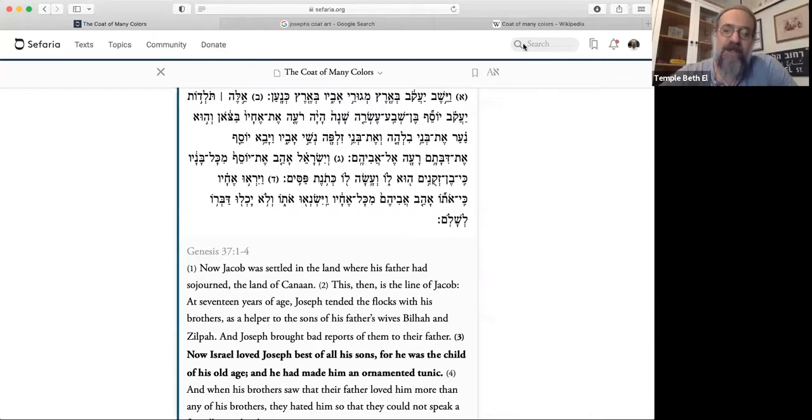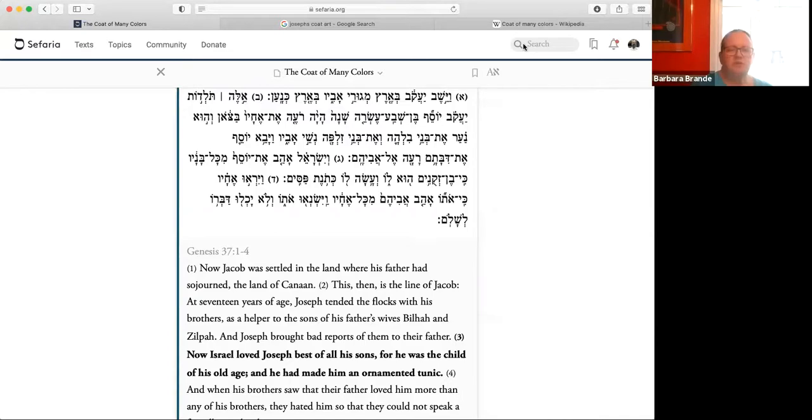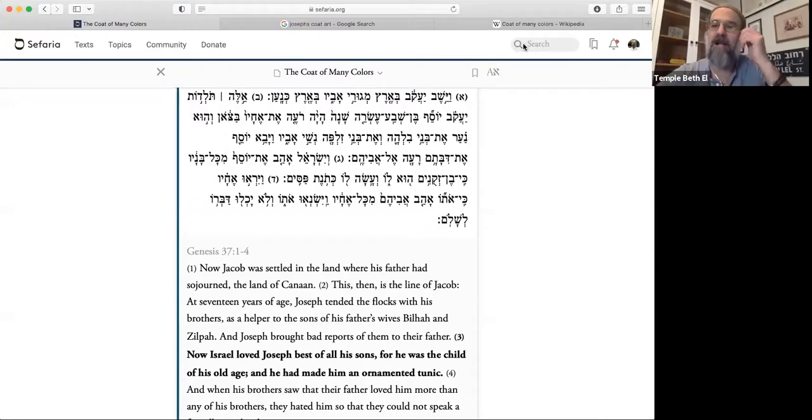And yet, the very next sentence says, keep going. Now Israel loved Joseph best of all his sons, for he was the child of his old age, and he had made him an ornamented tunic. Okay, there we go. There's a lot of good information in here, right? Yisrael, meaning Jacob. That's the other name for Jacob, especially later in his life.